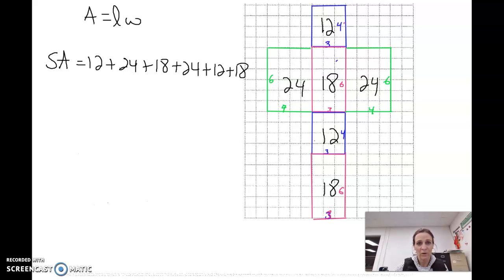1, 2, 3, 4, 5, 6. 6 sides, I got them all. So the surface area of this rectangular prism, when I add them all together, is 108. Again, it's square inches because that's 108 squares that cover it.